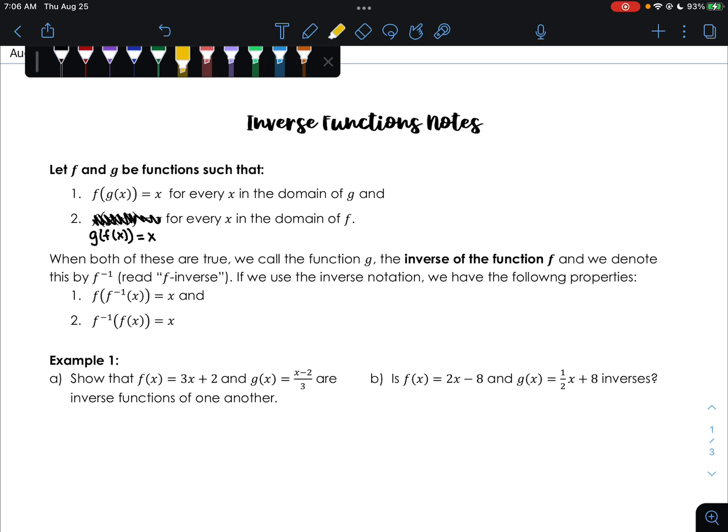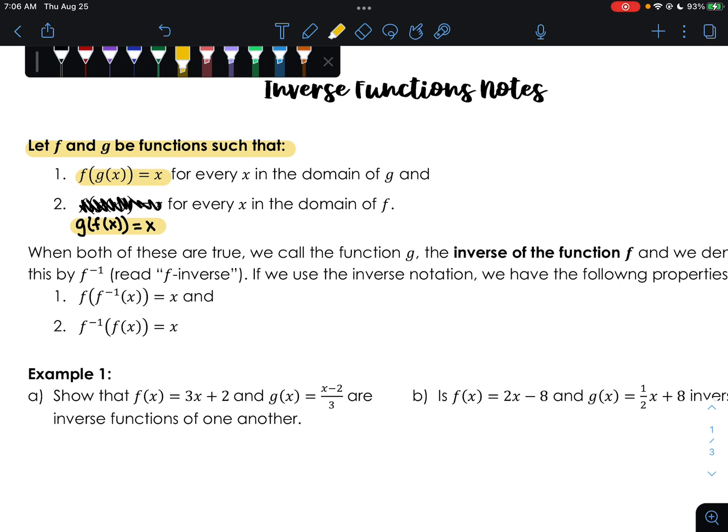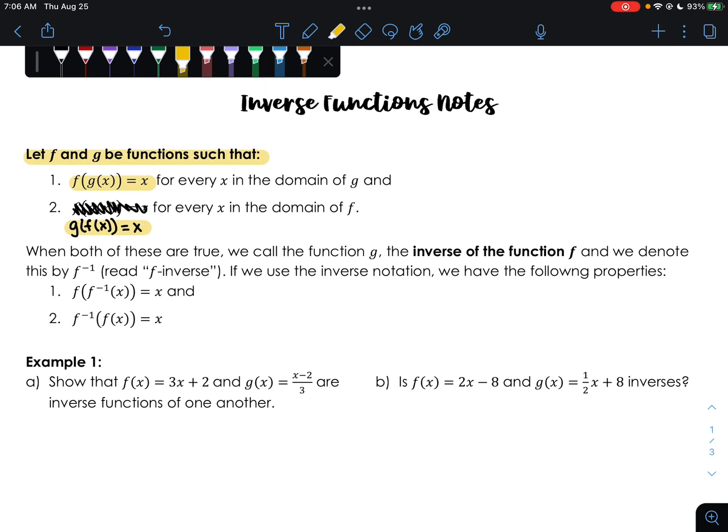So we're going to start off by letting f and g be functions such that if f of g of x equals x and g of f of x equals x, then our functions are going to be inverses. So please make sure you fix number 2 if you have it not written like I have it here. When both of these are true, they are inverses. G and F are inverses of each other.